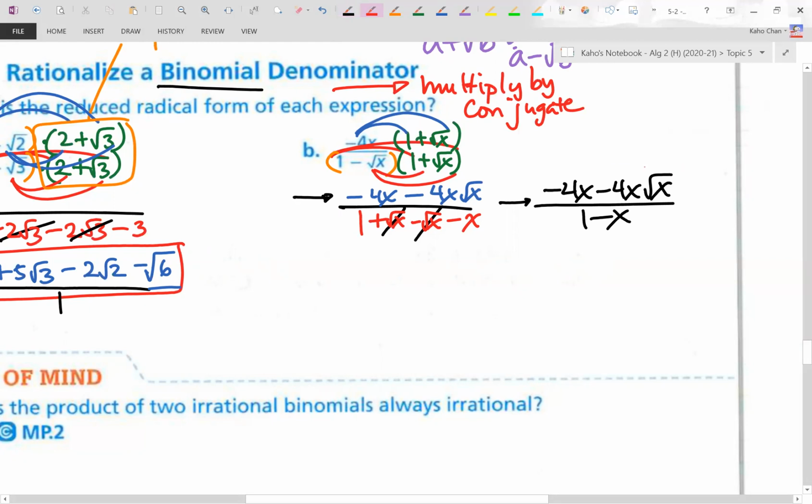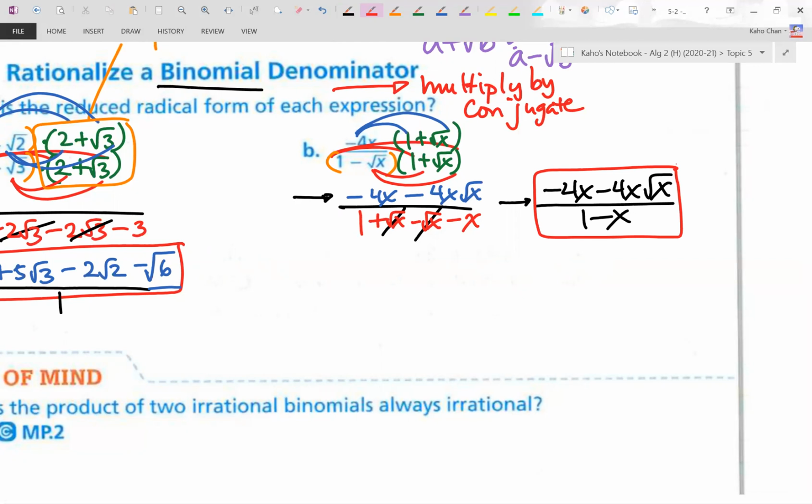I'm kind of staring at it right now. Make it 1 minus x. Maybe take out a negative. No, it's very close, though. It's very close, to be honest with you.